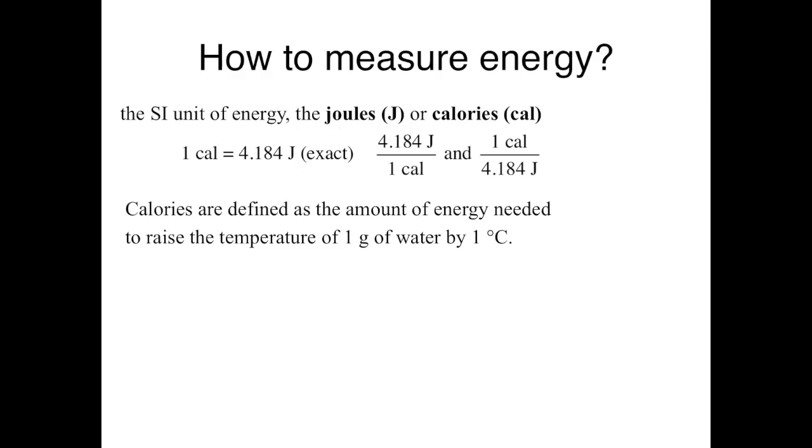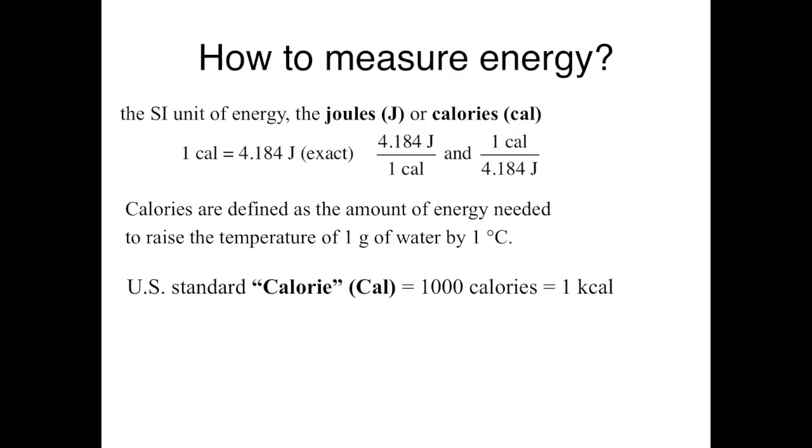Another note about the unit of heat is that in the United States we use the word calorie kind of misleadingly. We say it in a capital C. If calorie is capitalized, it actually means 1,000 of the lowercase c calories. So a big calorie is equal to 1 kilocalorie.